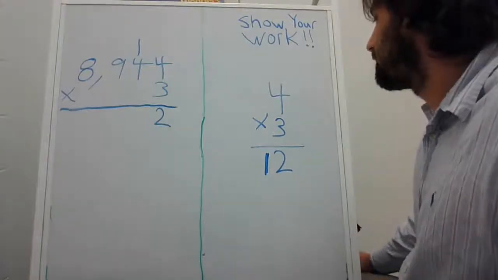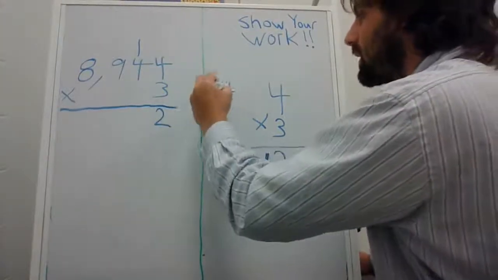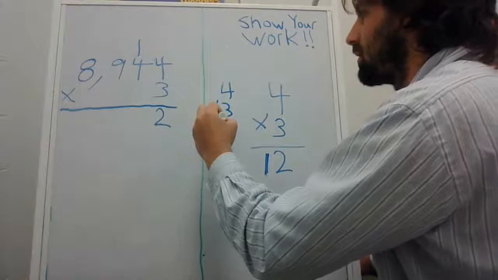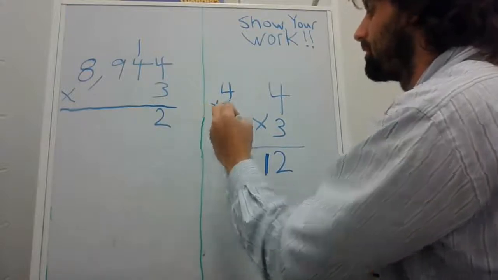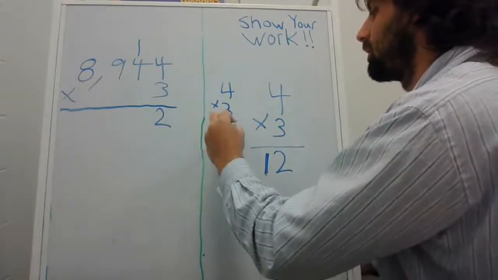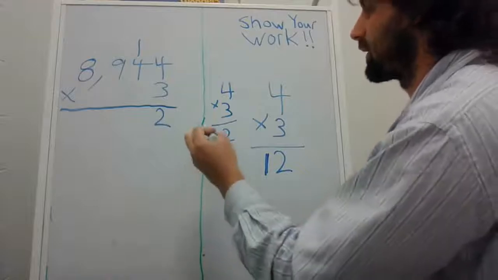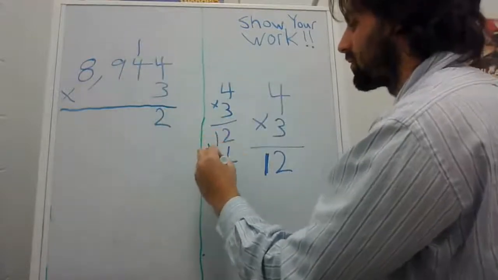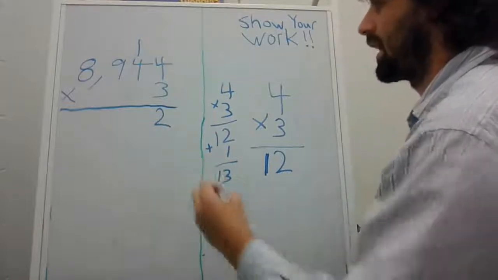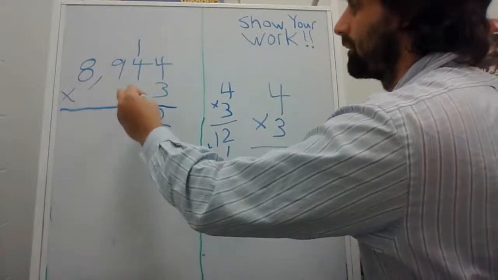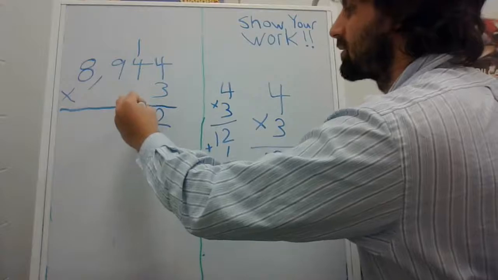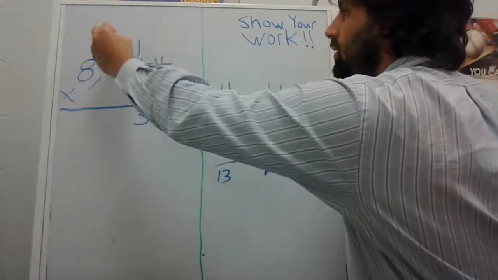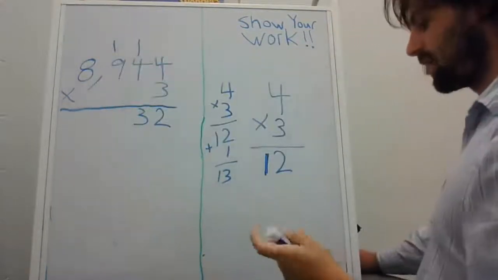4 times 3. So we got to multiply 4 times 3 again now. Four times 3 is always 12. That doesn't change. But we do need to add the one that we carried over. So 12 plus 1 is 13. So now the 3 in 13 is going to go in the tens place. The 1 in 13 is going to go over to the hundreds place.